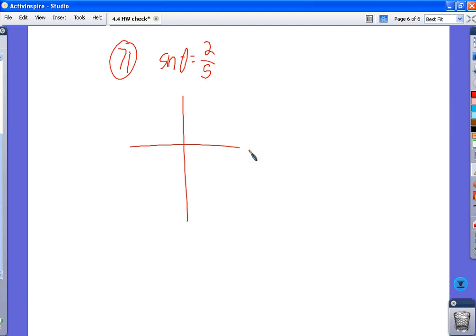the sign to be, well, basically positive? Where are the signs positive? One and two, up here, right? Because this is y over r.